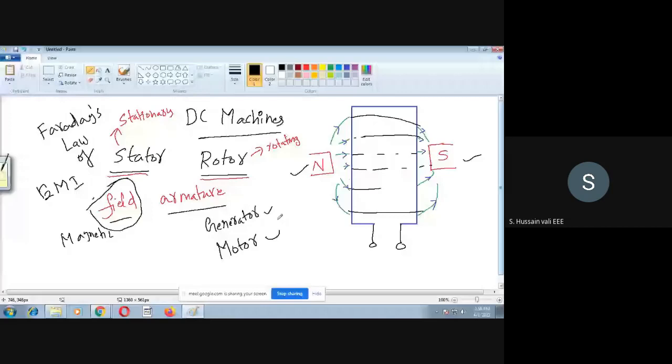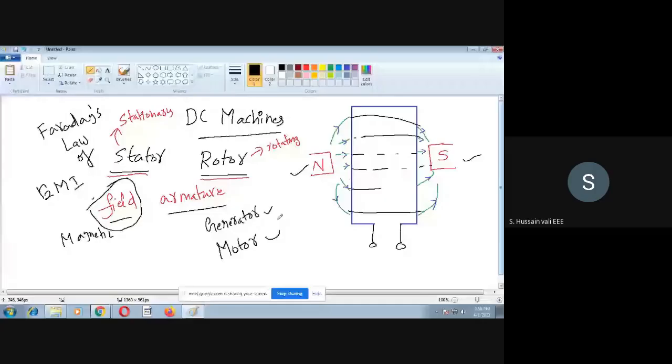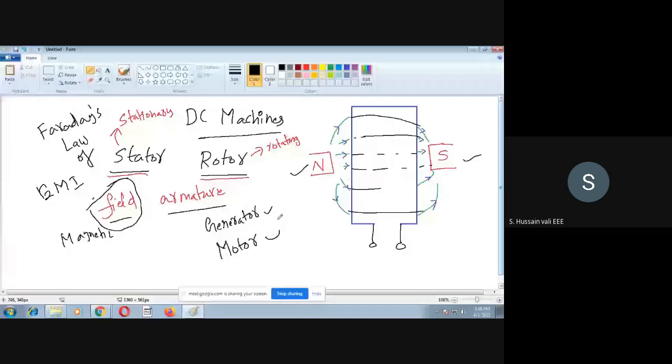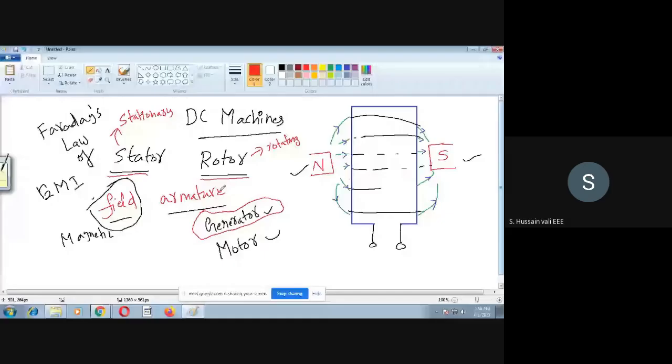The system is the same. The only thing is which one you give as input determines which one you get as output. For example, I will take the case of generator. What will happen in the case of a generator? Everyone knows that a generator converts mechanical energy to electrical energy. Whereas a motor converts electrical to mechanical.